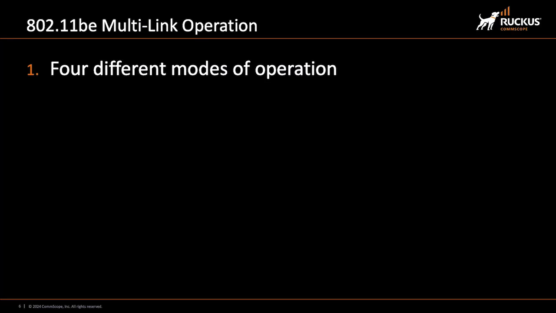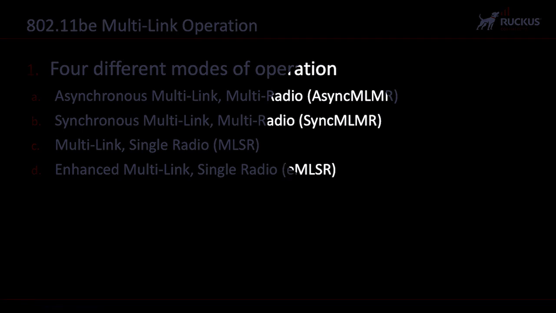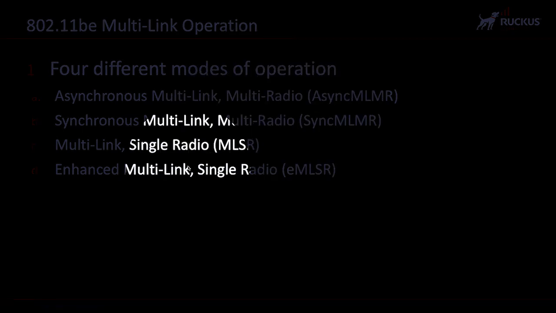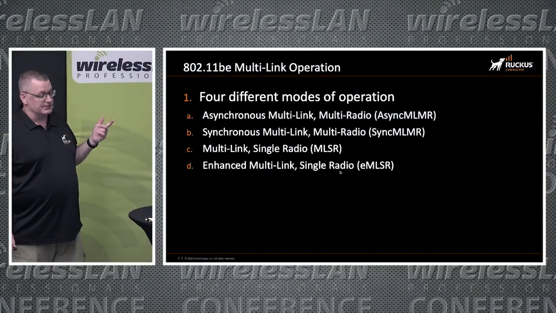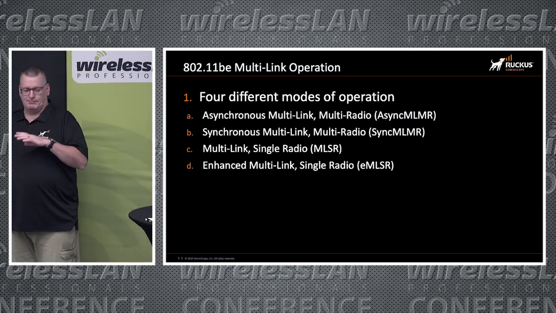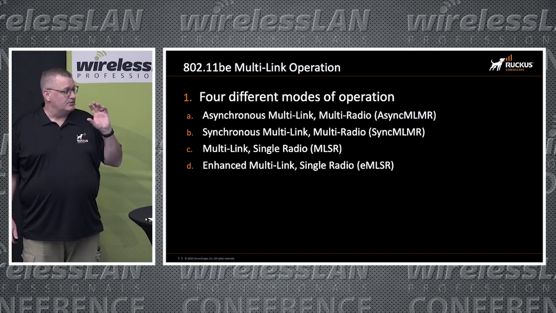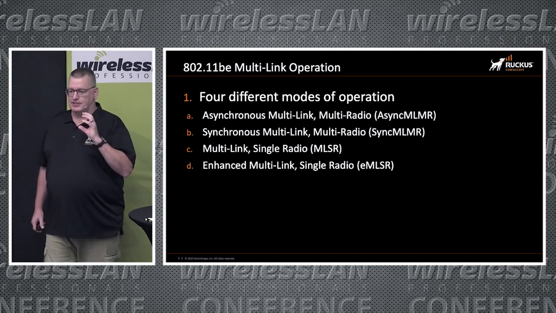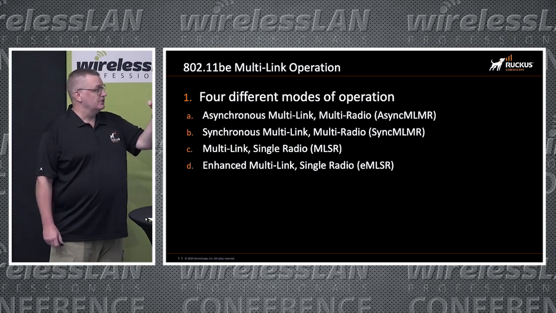So I said there were 4 different modes of operation, and here they are. What I want to really point out to you, though, is there are really just 2 major things. We have multi-radio, and then we have single radio. So 2 multi, 2 single. And so you have asynchronous, synchronous, multi-link single radio, enhanced multi-link single radio, and of course we all get the async, sync, MR, MLSR. To remember these things, it's easy to remember that there's 2 that are multi-radio, and then there's 2 that are single radio.